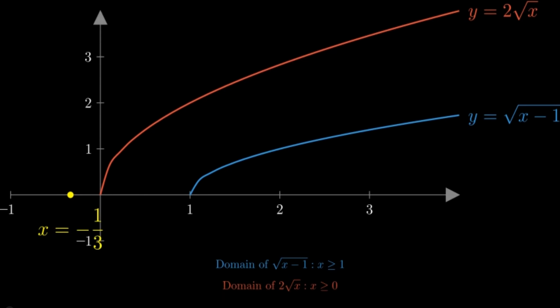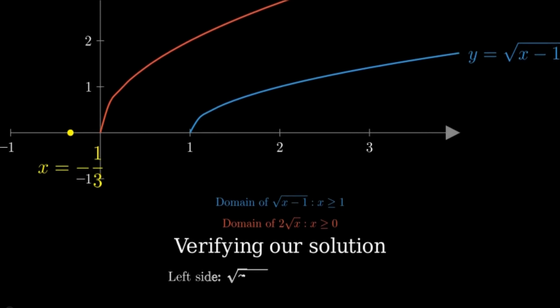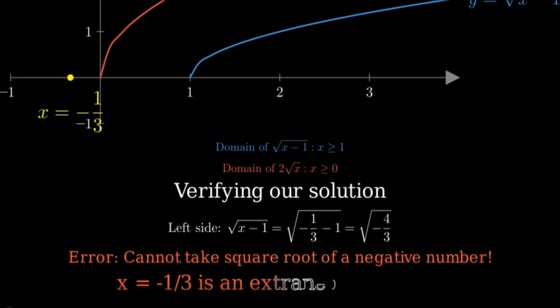Now, let's formally verify whether x equals -1/3 is actually a solution by substituting it back into the original equation. On the left side, we have square root of x minus 1, which is square root of -1/3 minus 1. That's square root of -4/3, which isn't a real number because we can't take the square root of a negative number. So x equals -1/3 is an extraneous solution. It emerged from our algebraic steps, but it doesn't satisfy the original equation because it's outside the domain of the function. So, what is the actual solution to our equation?